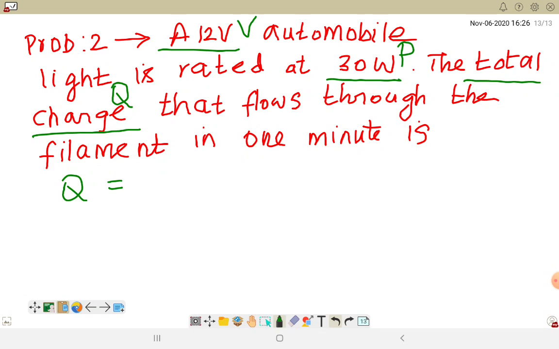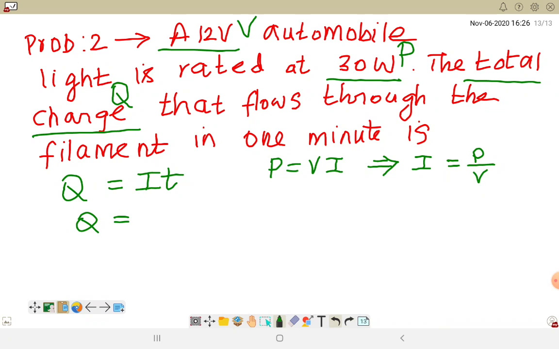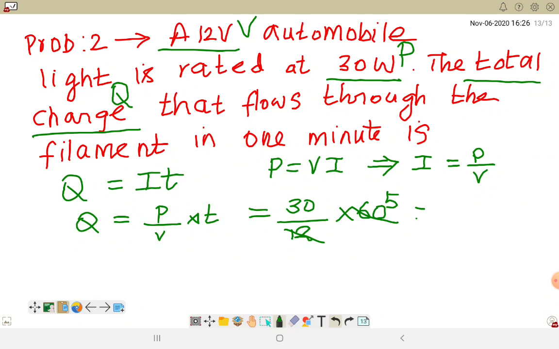Q is equal to current flowing in 1 second. So what is the relation between I and P? P is equal to V into I. So from this, I is equal to P divided by V. So in this equation I am going to substitute I by P by V, into T. What is the value of P? That is 30. And voltage is 12. Time is in minutes. I'll get the answer 150 coulomb. So this is the answer for Q.